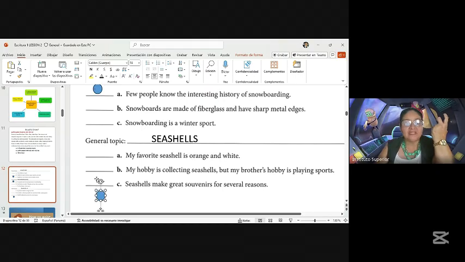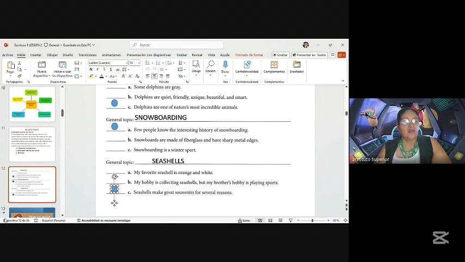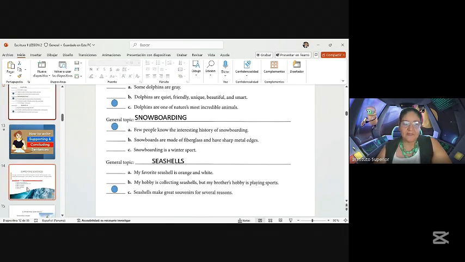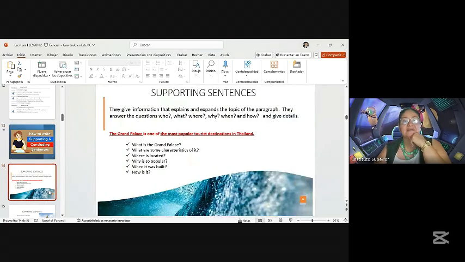So it is important, when we are going to write my topic sentence, to have an idea established in my topic sentence that I'm going to develop. Okay, these are the correct answers. Okay, this is about topic sentences. Now we are going to talk about supporting and concluding sentences. Okay? Supporting and concluding sentences.